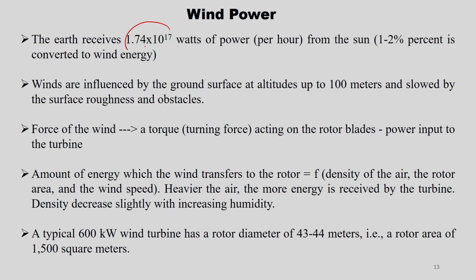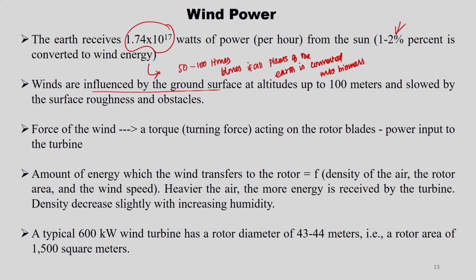Then the earth receives around 1.74 x 10^17 watts of power per hour. Of that, 1 to 2% is converted into wind energy, but if you compare with biomass, it is almost 50 to 100 times greater if all plants of the earth are converted into biomass. Okay, that is the comparison between biomass and wind energy.